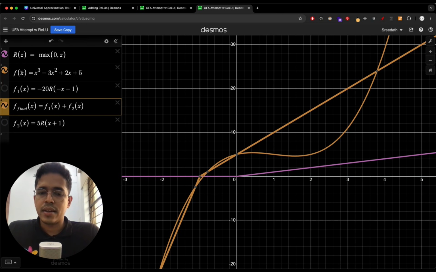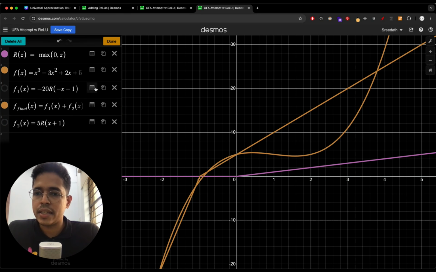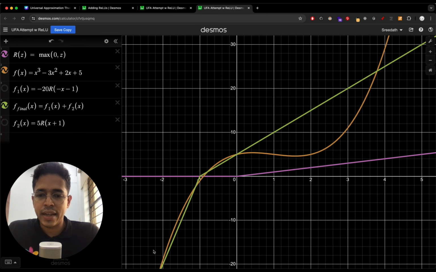Do you think I'm able to approximate? Let me also change the color so that you can see it properly. So the green is my final approximation, final meaning from the range minus 2 till 0. So this green line is now representing my original x cube minus 3x square plus 2x from this range of x equal to minus 2 till x equal to 0.